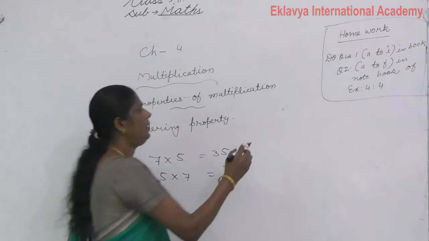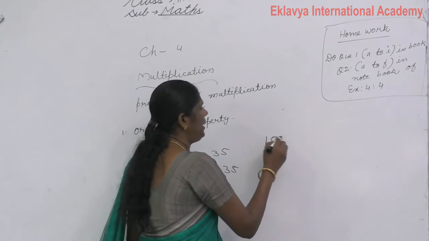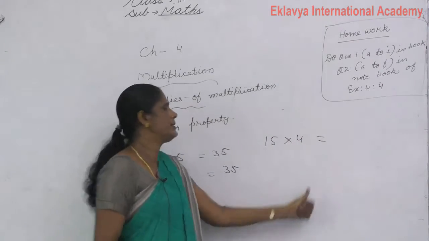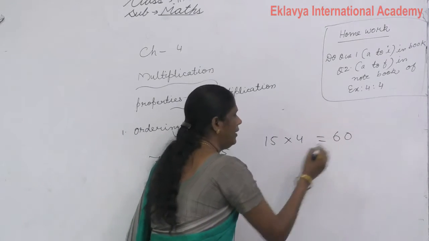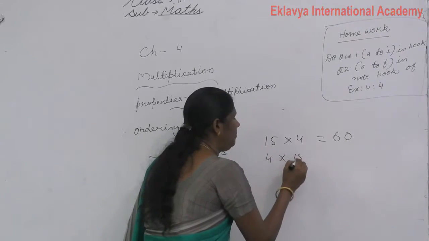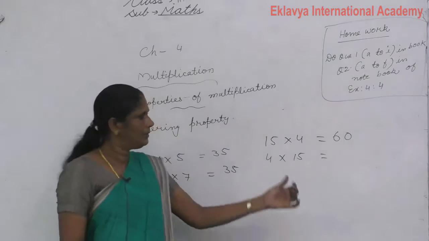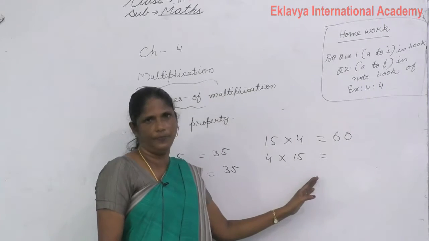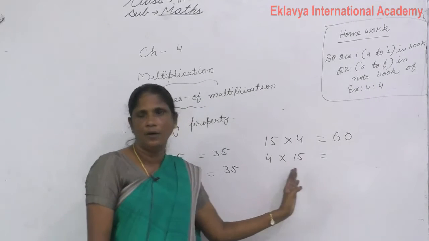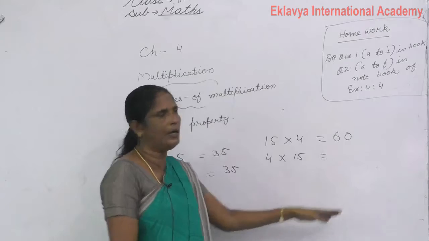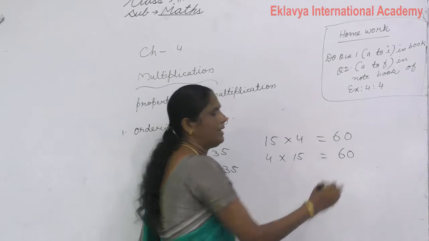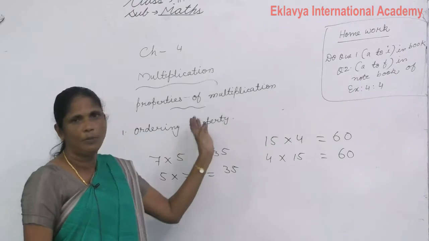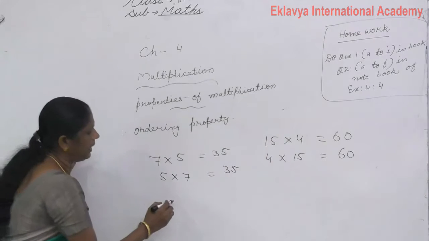Understand? Again, 15 multiply 4. 15 times 4 is 60. Then 4 multiply 15: I write 4 first, then 15 second. Then what is your answer? 4 times 15 is 60. Understand? In which property is this? Ordering property.